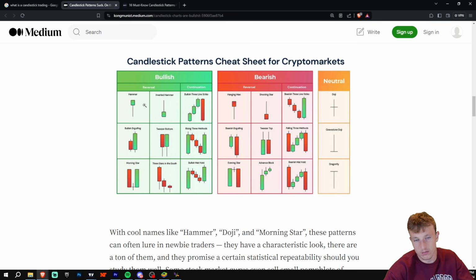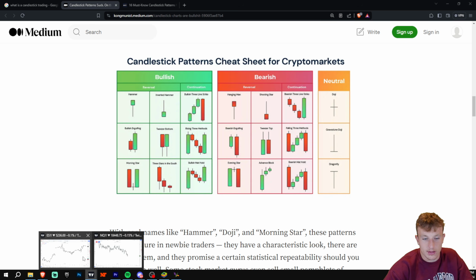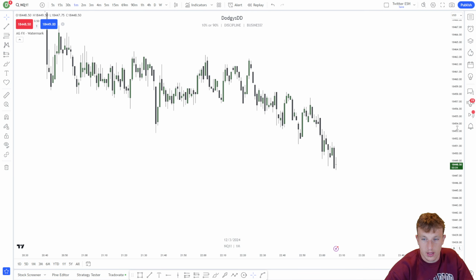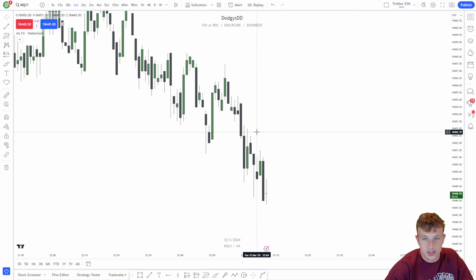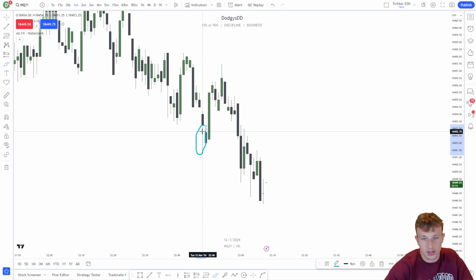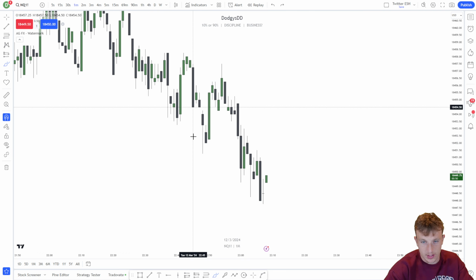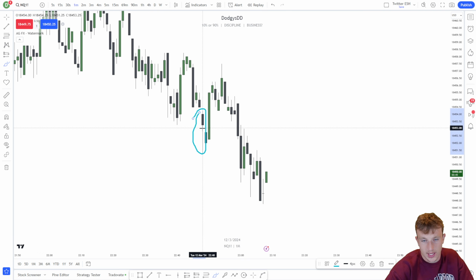All right. So all a hammer candle is, is when price wicks down. See how price right here wicks down, and then before the candle closes, we close back above. You can see it kind of looks like a hammer, right? That's why it's called a hammer candle. So we wick down, but then before price closes down here, it wicks back up.